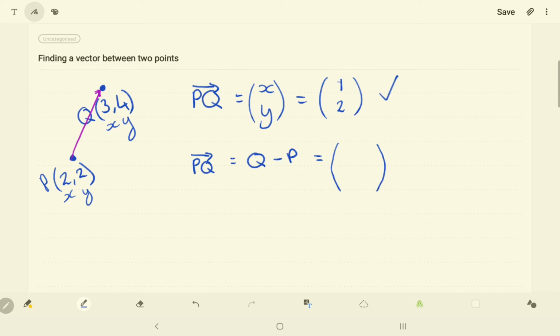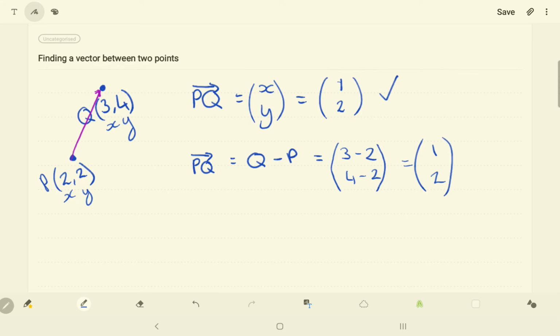What's the x-coordinate of Q? Well, that's 3. And the x-coordinate of P is 2. What's the y-coordinate of Q? Well, that's 4. Take away the y-coordinate of P, and that's 2. And when we simplify that down, 3 take away 2, 1. 4 take away 2, 2.